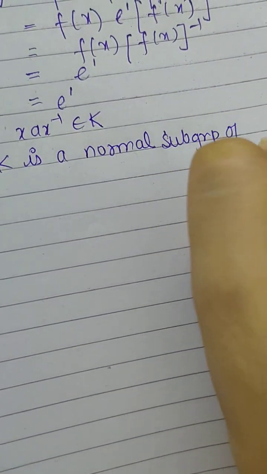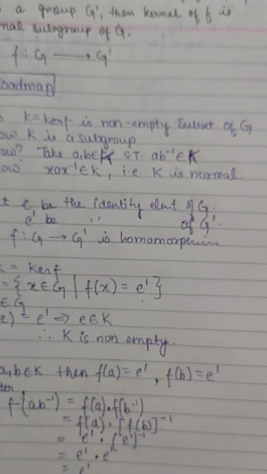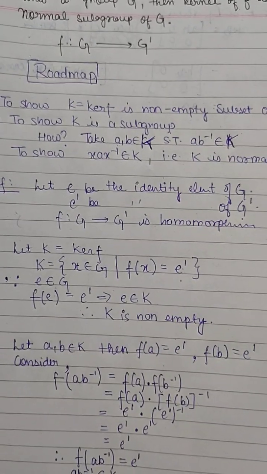which shows that K is a normal subgroup of G. So a theorem becomes extremely easy if you break it down into roadmaps, right?